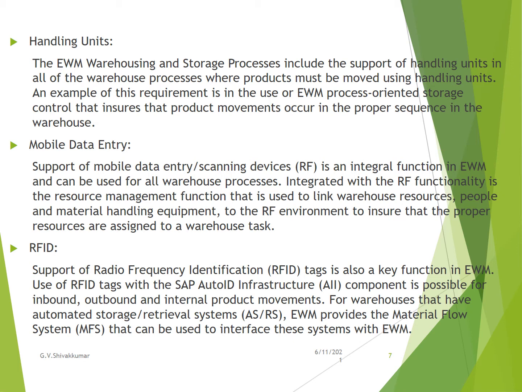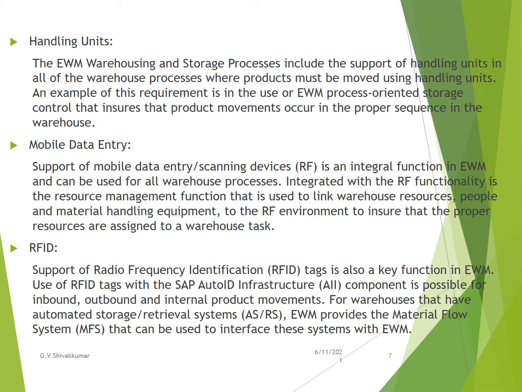And RFID. Support of radio frequency identification tags is also a key function in EWM. The use of RFID tags with the SAP Auto-ID infrastructure, AII, component is possible for inbound, outbound and internal product movements, for warehouses that have an automated storage and retrieval system, ASRS. EWM also provides material flow systems, MFS, that is a conveyor management system, that can be used to interface these systems with EWM. So whether it is ASRS, MFS or Auto-ID infrastructure, these are special processes in EWM.